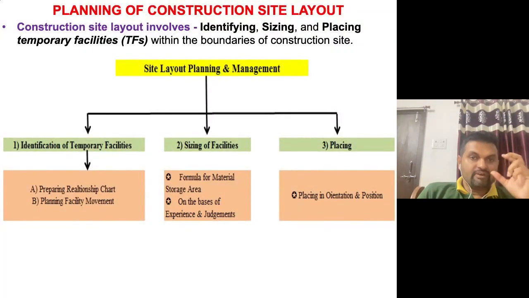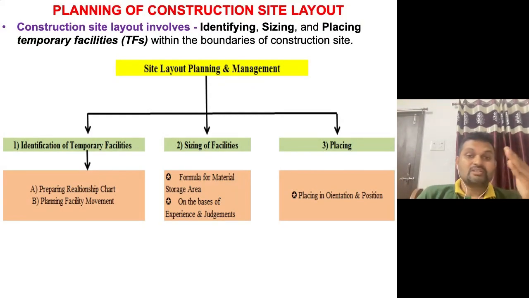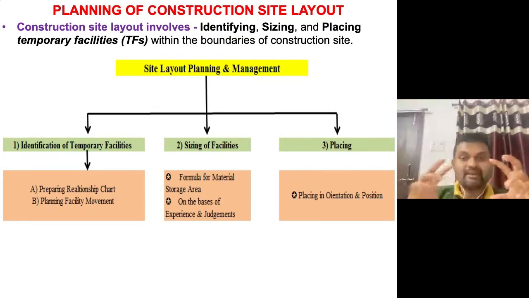If I talk in a very broad way, which will give you better clarity, whenever I need to do site layout planning and management, the whole thing can be divided into three particular parts. The first part is identification of the temporary facilities, right? So first I need to identify the facilities.